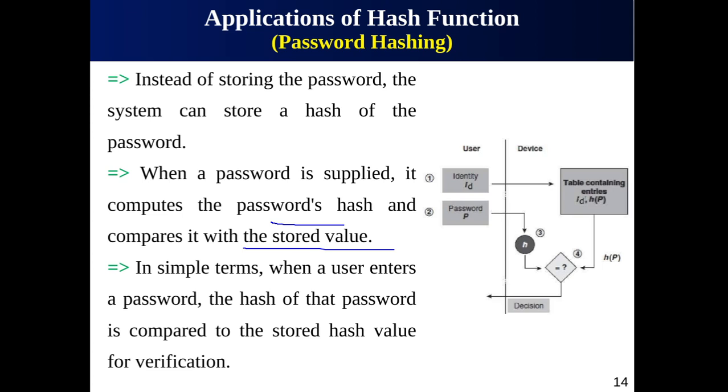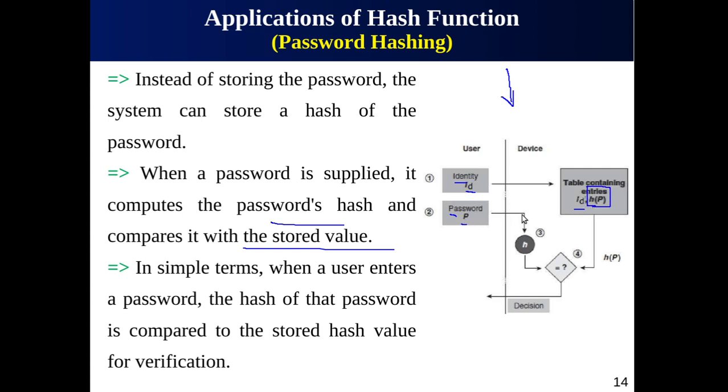In simple terms, when a user enters a password, the hash value of that password is stored. And next time when you want to enter the system, the hash value of the password is generated and compared with the stored hash value for verification. The process is also depicted in this picture. You can see that in order to log in, we require two things: identity and password. Identity is represented by ID, password is represented by P, and the credentials are stored in a table. So you can see here in the table we have the ID and the password stored in the form of a hash value.